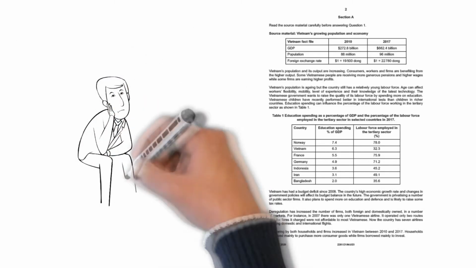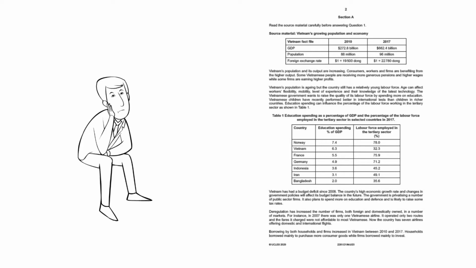Opening the paper, we come to section A, question 1. This question you must do. The first part is data about a certain situation, in this case, Vietnam's growing population and economy. They have given us some tables to find some data from, and some text detailing the situation. Excellent, they have given us all the information. We just have to find it.